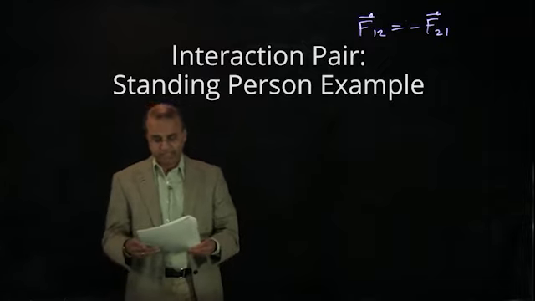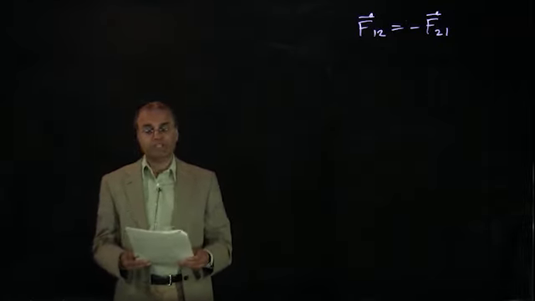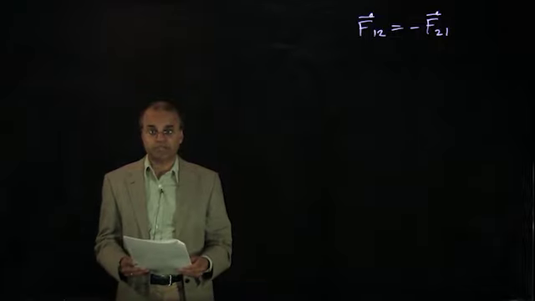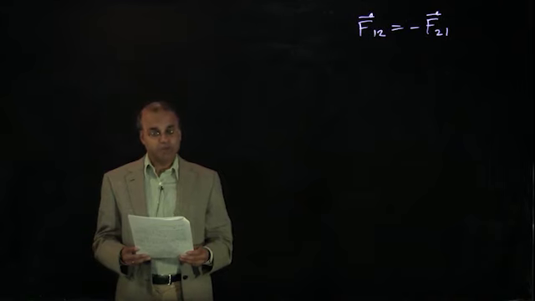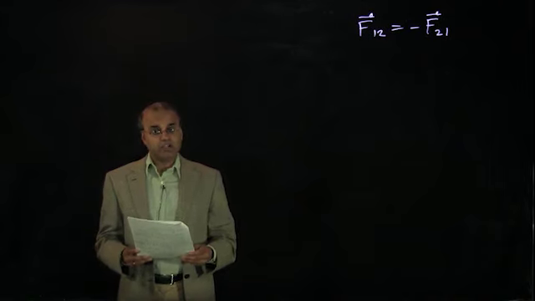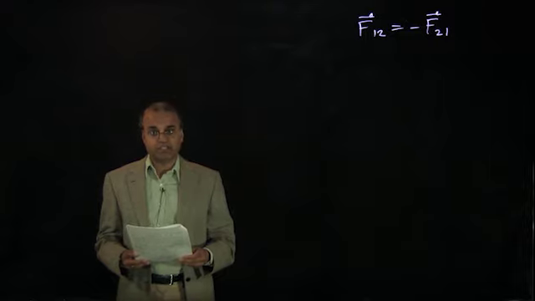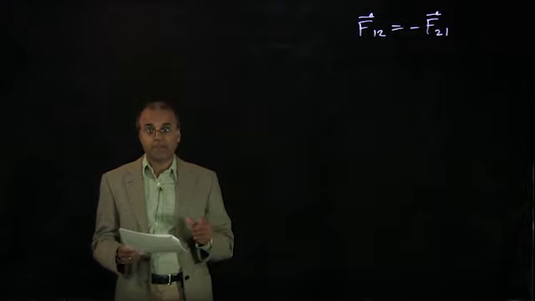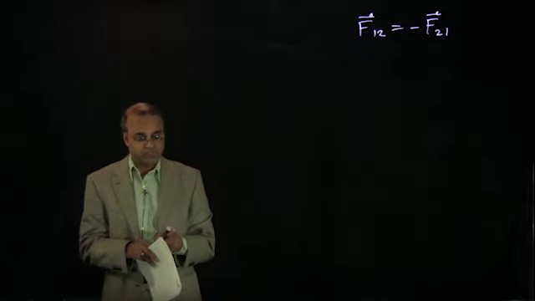I want to reiterate that for any force in a problem, you should always be able to identify the other member of the interaction pair. So forces always come in pairs. It's important to keep in mind that these force pairs don't both act on the same object. They never act on the same object. The interaction pair always involves a pair of objects, two different objects. And let me just make that explicit with an example.